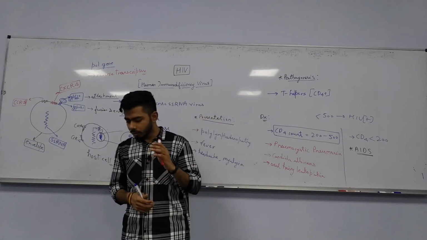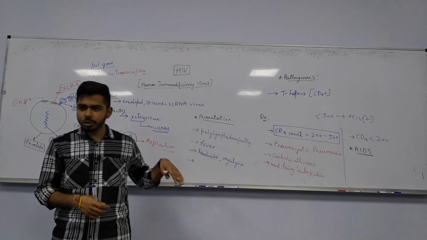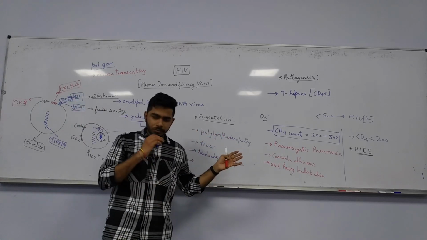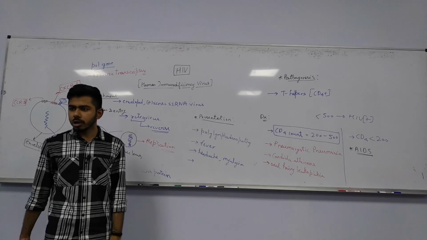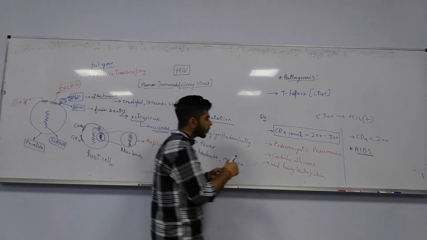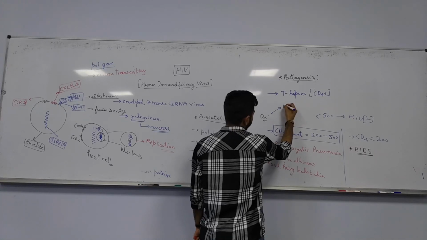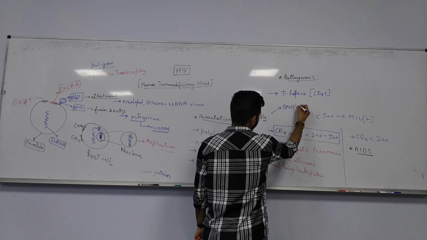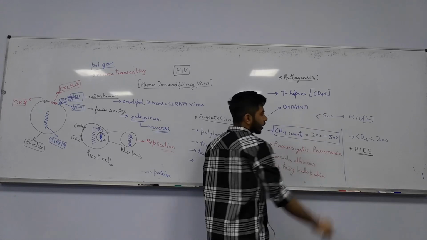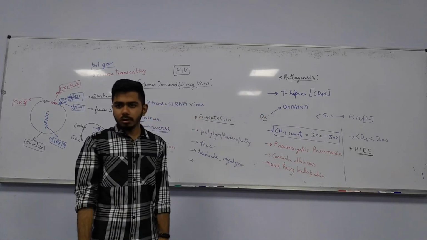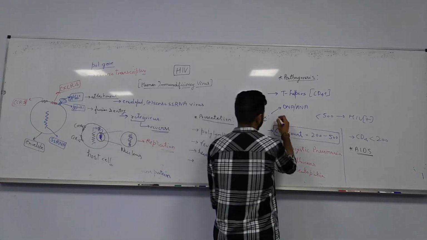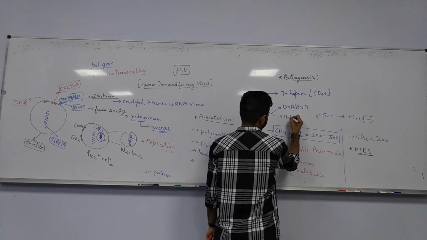So how can you diagnose? On the basis of CD4. You will be checking the CD4 count, and you must remember one more thing: you are also checking the DNA and RNA of this HIV patient, and you are also checking the antibodies.